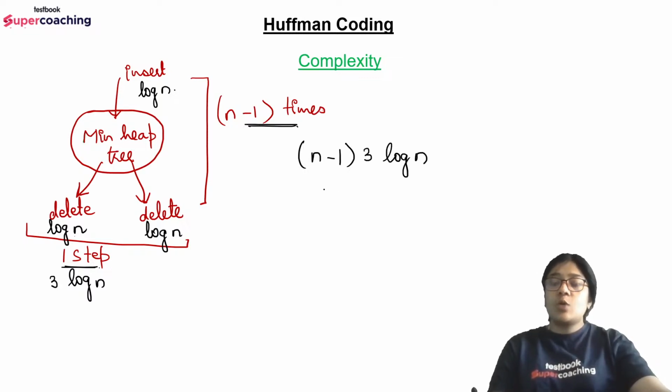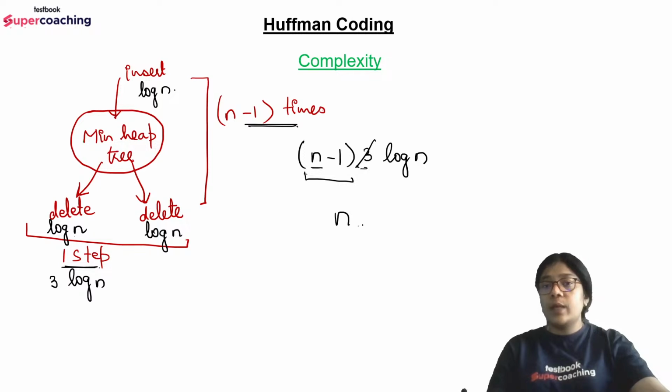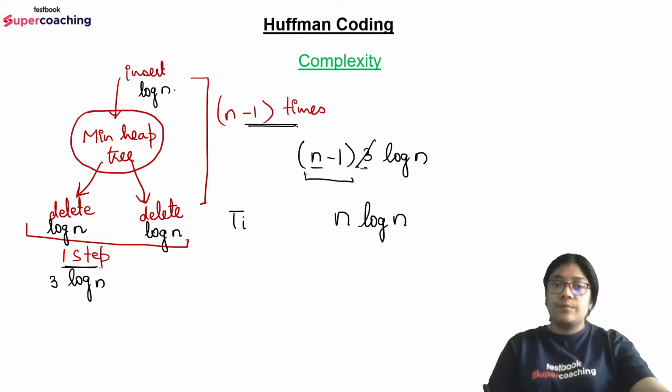So this comes out to be 3 is constant. So ultimately what we are getting something like 3 into n minus 1 log n, में से asymptotically हम time complexity return करते हैं. So n minus 1 is nothing but similar to n. So the time complexity for Huffman coding comes out to be n log n.